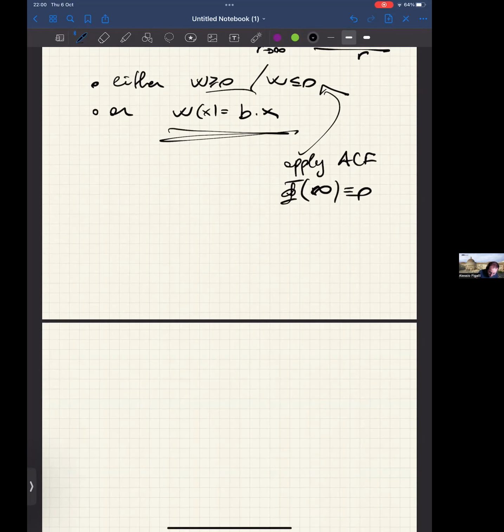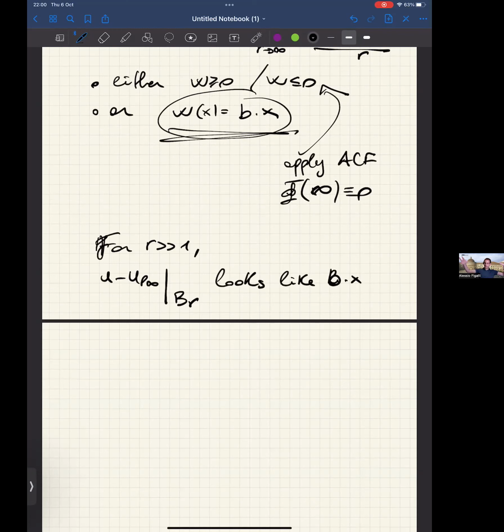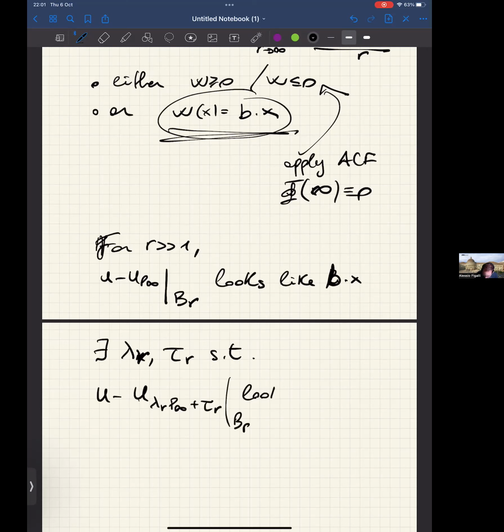So the philosophy is, if you are in this case, what does it mean philosophically? It means that for R large, U minus U of P infinity in some large ball B_L looks like linear, like B dot x. So on a large scale, in a very large ball, I'm almost linear. And then I would like to say, perhaps I know how to correct linear functions on paraboloids. I can dilate stuff so as to compensate for this linear function. So what we prove is that there exist lambda r and a translation tau r, such that U minus U lambda r P infinity plus tau r looks like 0 in BR, where tau r is bounded and lambda r minus 1 goes to 0.